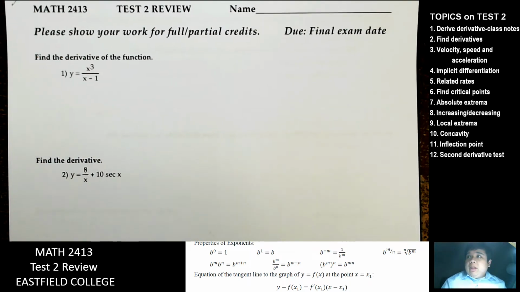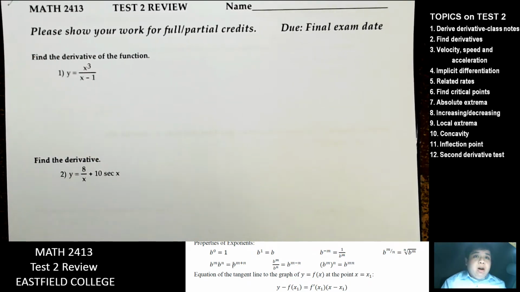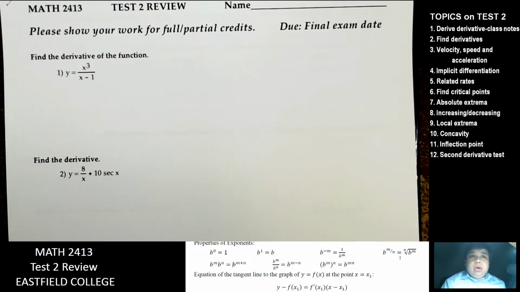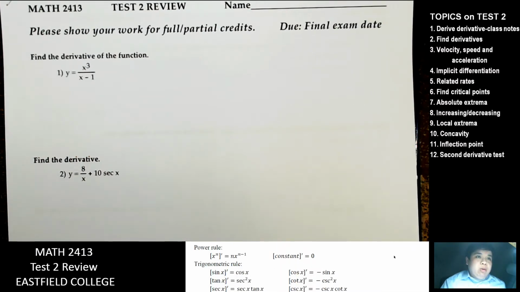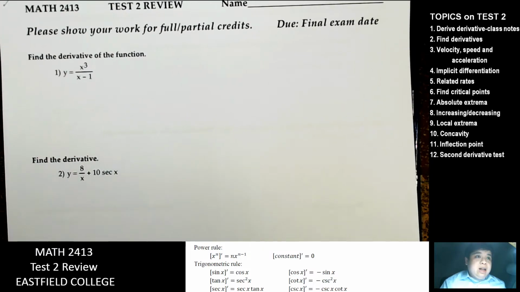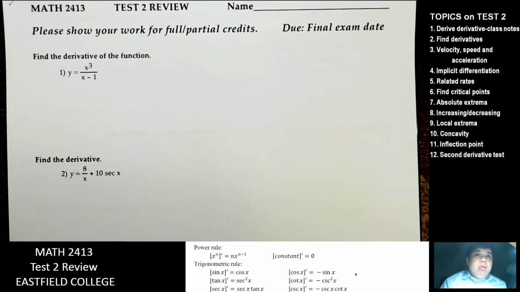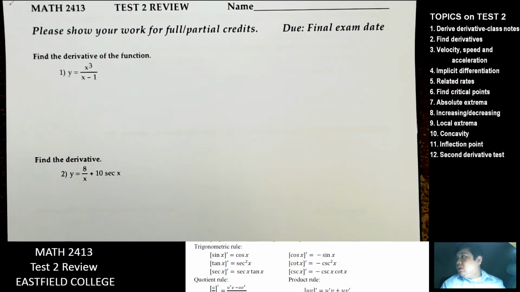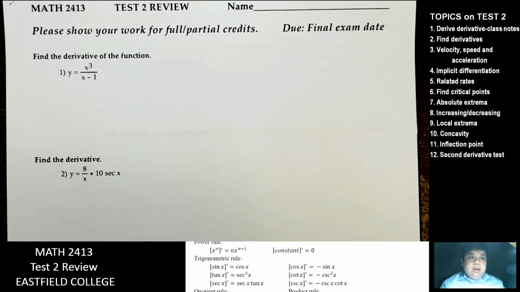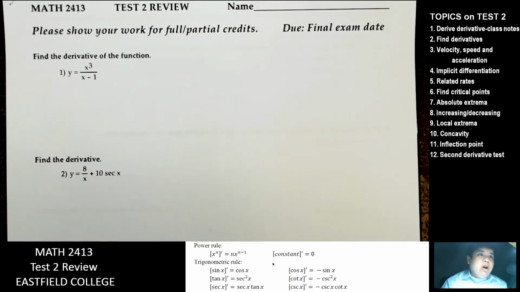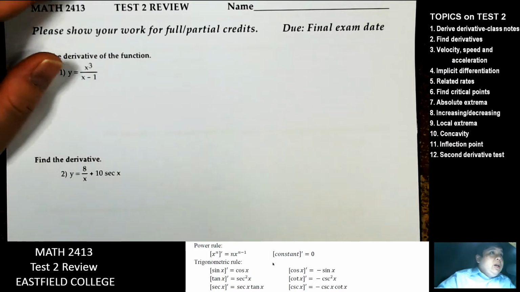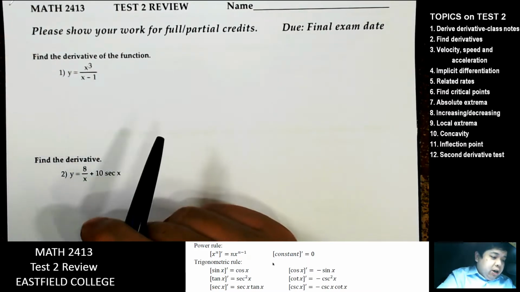By the way, you will not have this formula on the test, so make sure you know those formulas. Say that again. This formula will not be provided on the test, and you need to know this. Right. So all of this will not be there. Right. So first, try to find derivative.